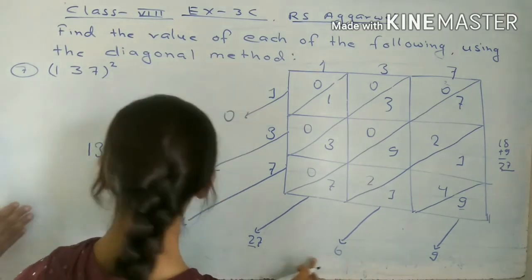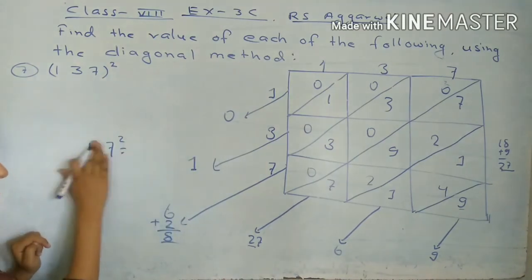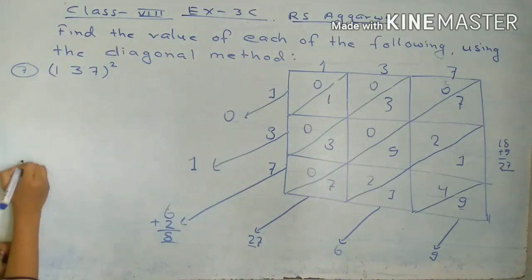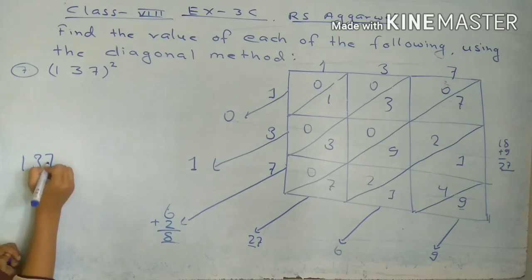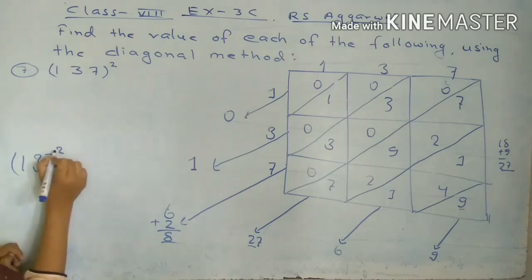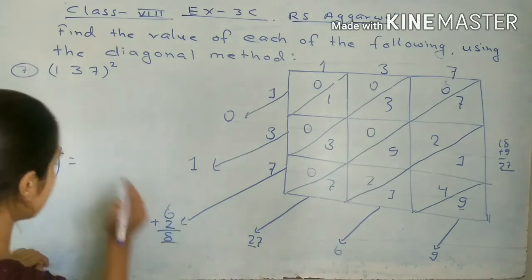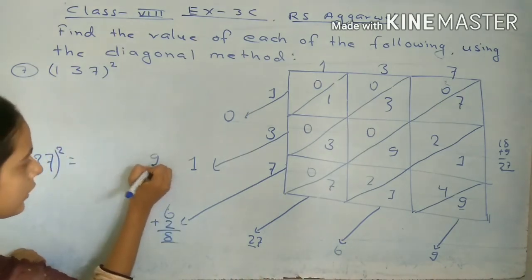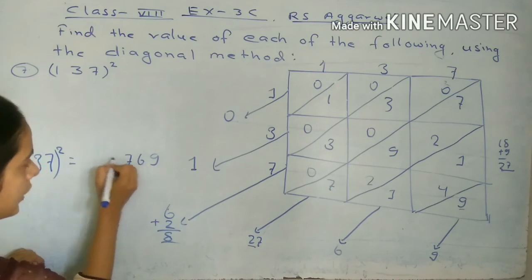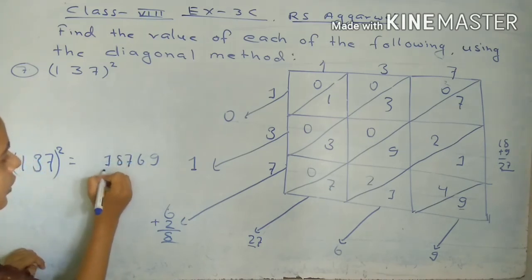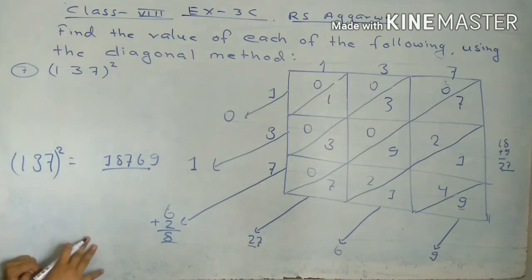So 9, 6, 7, 8, 1. So 137 square we will write from that side. So 9, 6, 7, 8, 1. So 1, 8, 7, 6, 9 is the right answer.